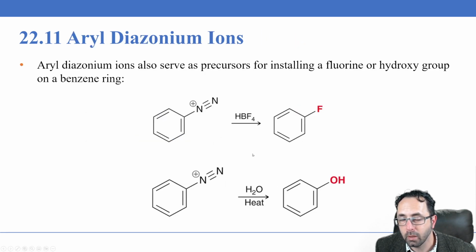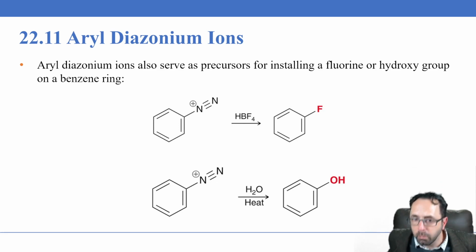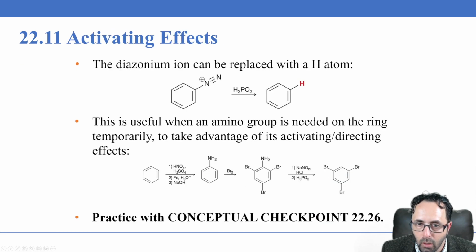Aryldiazonium salts can also be reacted with other reagents to produce other substituted benzene compounds. For example, if we react with HBF4, we can replace the diazonium here with a fluorine group. If we react with water and heat, we can replace this diazonium group with an OH group, a hydroxyl group. The diazonium can also be replaced with a hydrogen atom to get the benzene ring back by treatment with H3PO2.